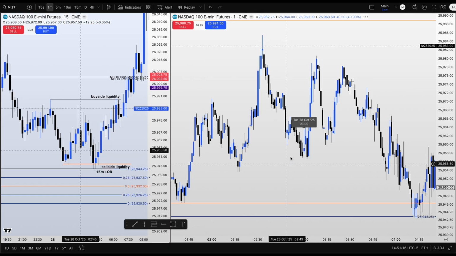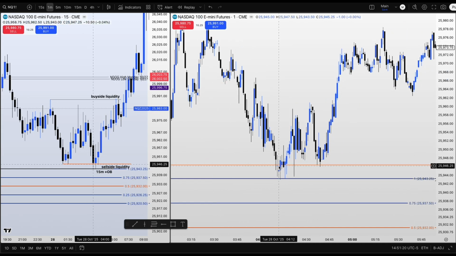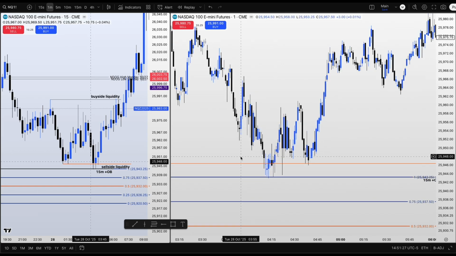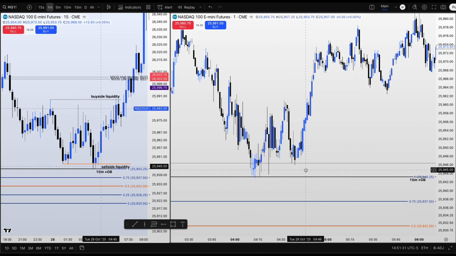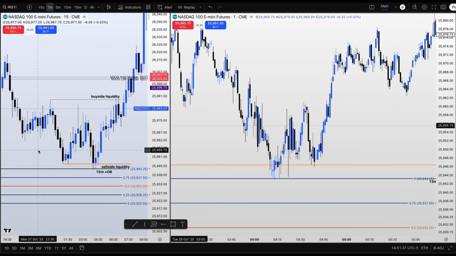Okay. So this is where we take out the sell side here at the 4:10 candle, right at the end of the 3:50 to 4:10 macro. And then we go on and tap the high of the order block a couple times here. And then we consolidate within this.